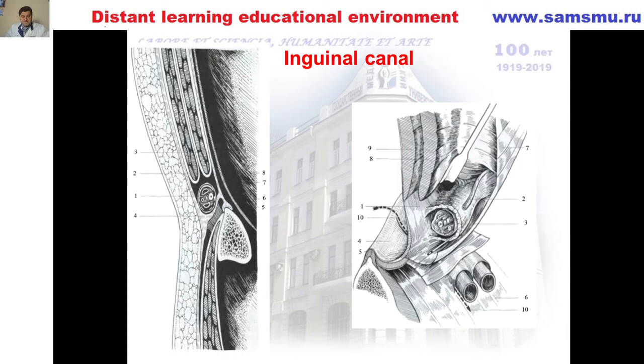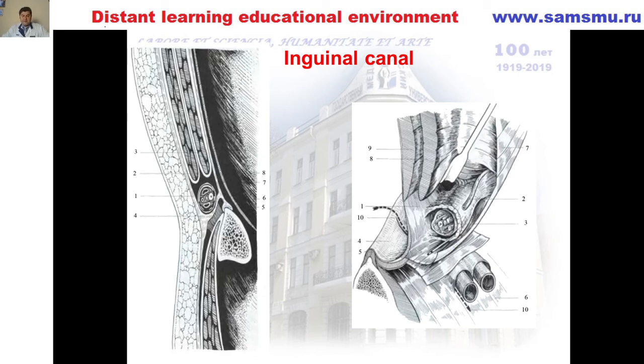The inferior border of the internal oblique and transverse muscles overhanging the spermatic cord gives rise to a bundle of muscle fibers which accompanies the cord into the scrotum. This is the cremaster muscle, the muscle raising the testes.